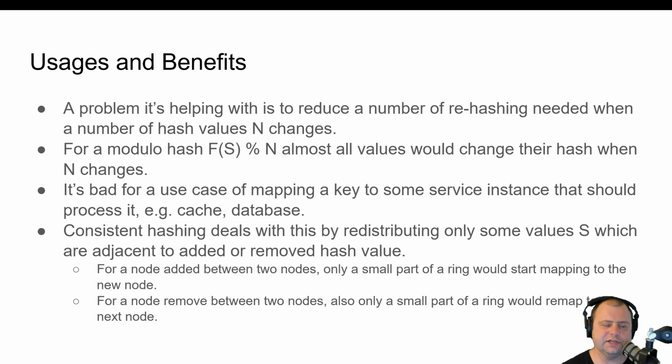So consistent hashing helps with that by redistributing only some values, those adjacent to the added or removed hash value. If a node is added, then only a small part of the ring would start mapping to the new node, because only those values which are between the new node and its adjacent nodes might be affected. And if you remove a node, then similarly, the values which were being mapped to that node would now start being mapped to the next node on the ring.